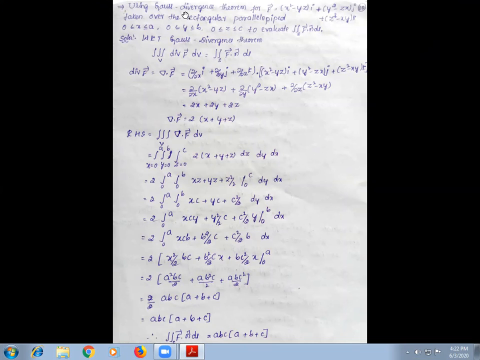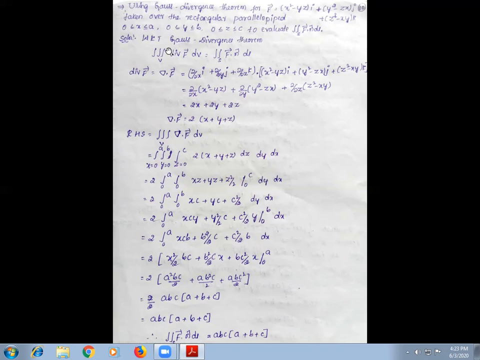Take one problem. Using Gauss divergence theorem for F = (x² − yz)i + (y² − zx)j + (z² − xy)k, taken over the rectangular parallelepiped 0 ≤ x ≤ a, 0 ≤ y ≤ b, 0 ≤ z ≤ c, evaluate the double integral over S of F · n̂ dS.